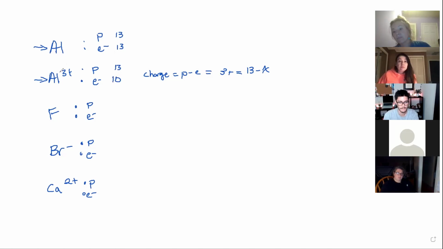Or you can think, hey, he's got a 3 plus charge. He's gotten rid of 3 negative things. So strip 3 off.